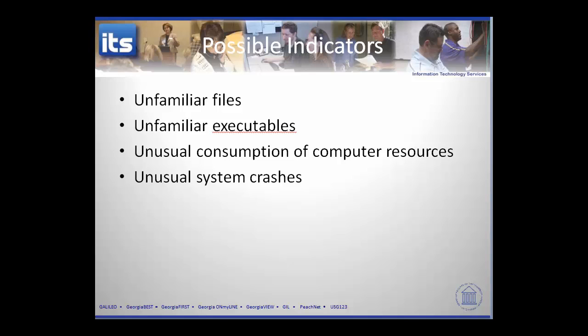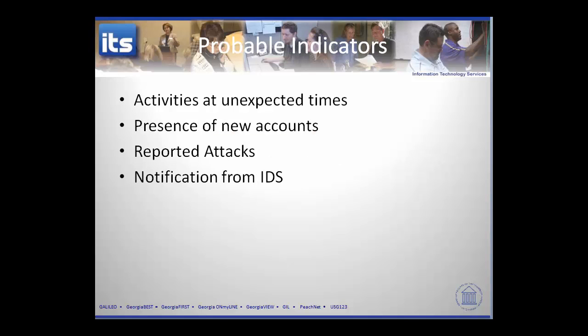So let's go on now to probables. Probable indicators of an attack are things such as activity on the computer at unexpected times, the presence of new user accounts, reports of attacks in the media or within the organization, and notification from an intrusion detection system. That's what IDS stands for. If you get a notification from an intrusion detection system, that's a probable indicator of attack. That doesn't mean it has occurred. It doesn't mean that it's definite, but it does mean that it is probable.